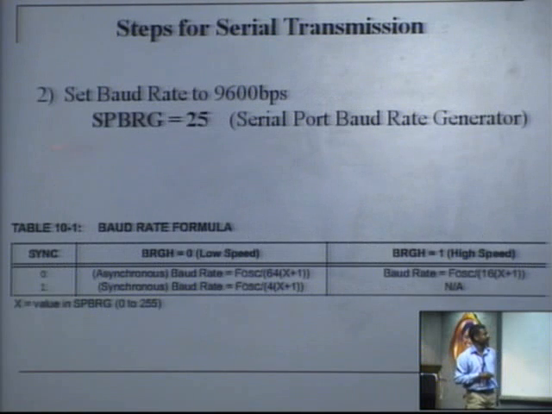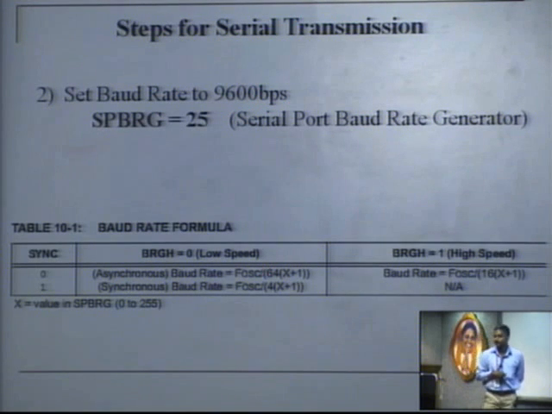The second step is that we need to configure the baud rate. That is, we need to set the baud rate to 9600 bits per second. What is this baud rate? Baud rate means the number of bits transmitted per second. That is the most important criterion when you are doing a serial transmission: how many bits are transmitted in 1 second? So that we need to set, and in the default case it is 9600.